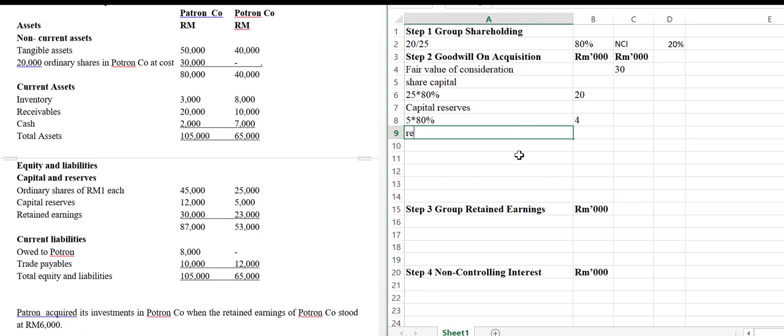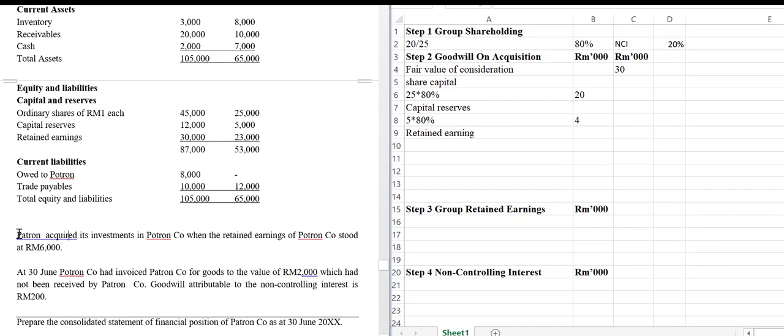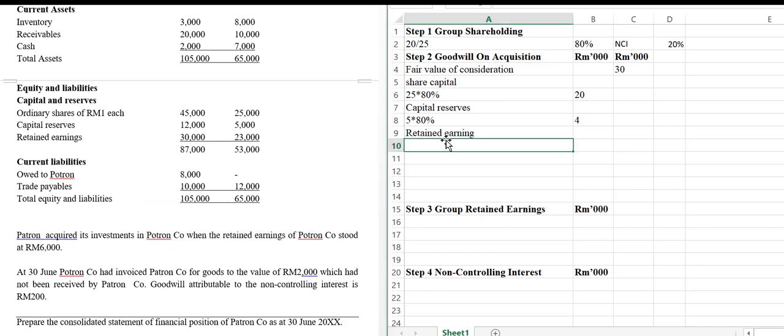Next is retained earnings. When you look at retained earnings, you should be very careful in terms of how much they have before you buy over the company. When you buy over the company, the retained earnings they have is 6,000. So this retained earnings, when you use it to calculate goodwill, should be the pre-acquisition retained earnings, before you buy over the company. So it's 6,000 in this case. 6,000 times 80%, you will have 4.8.